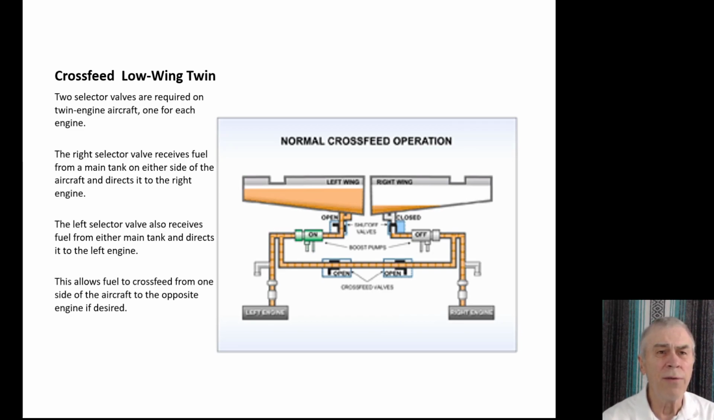Two selector valves are required on twin-engine aircraft, one for each engine. The right selector valve receives fuel from a main tank on either side of the aircraft and directs it to the right engine. The left selector valve also receives fuel from either main tank and directs it to the left engine. This allows the fuel to cross-feed from one side of the aircraft to the opposite engine if desired.